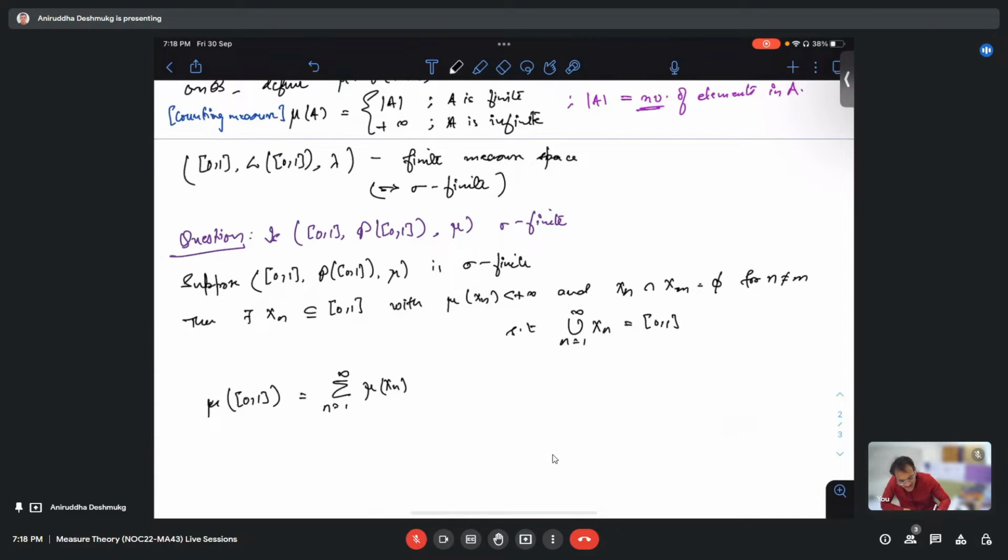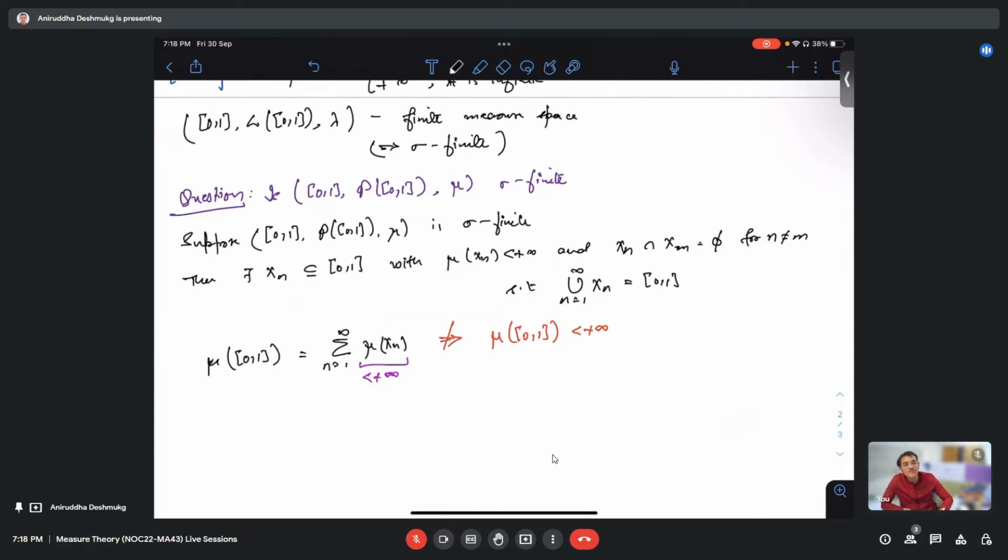the measures of X_n's, and at the same time, well, okay, so there is a subtlety. Each of these being finite does not imply that the measure of [0, 1] is finite. Because, well, what if everything is 1? So in that case, this sum is infinite. So that is not the argument we are going to give. The argument which we are going to give is that since the measure of X_n is finite and we are talking about the counting measure, it means that each of the X_n is a finite set. And therefore it is a countable set.